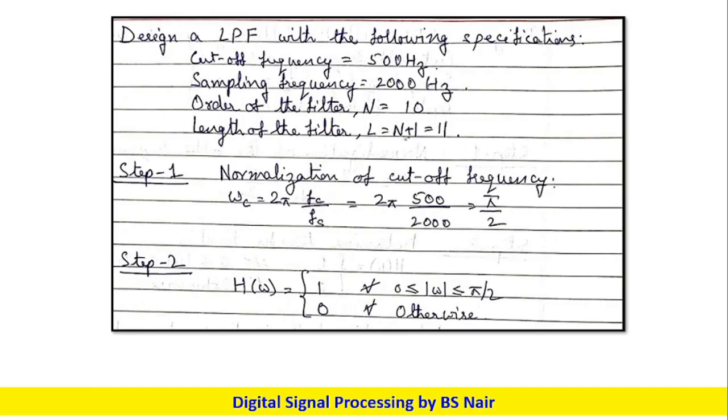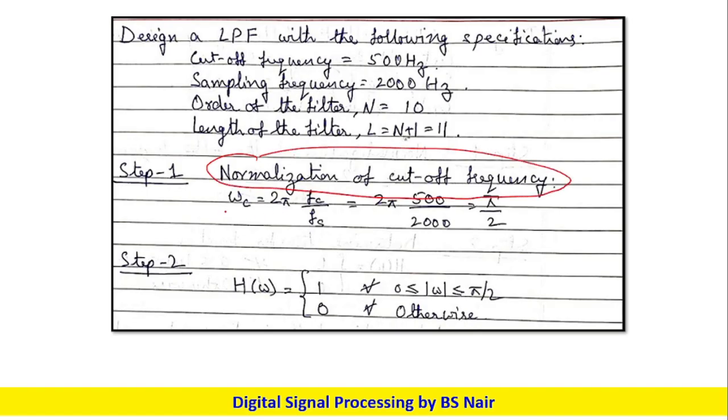So the next thing is to design a low pass filter with the following specification: cutoff frequency 500 Hz, sampling frequency 2000 Hz, order of the filter capital N equals 10, length of the filter L equals N plus 1 equals 11. So over here, we are not given the frequency responses in the form of pi, in the form of radians. Here we are given hertz. So what we have to do is normalize the cutoff frequency. This is the first step.